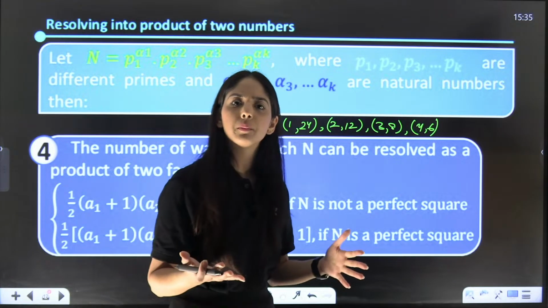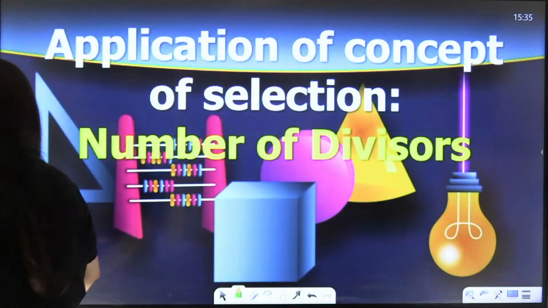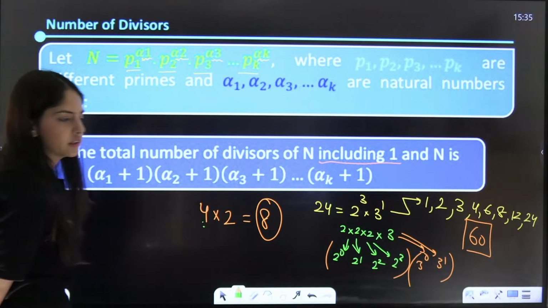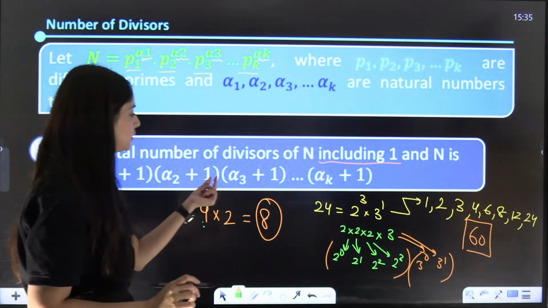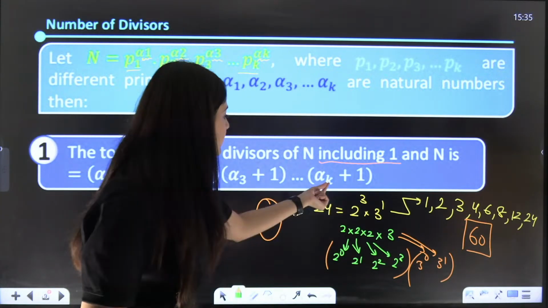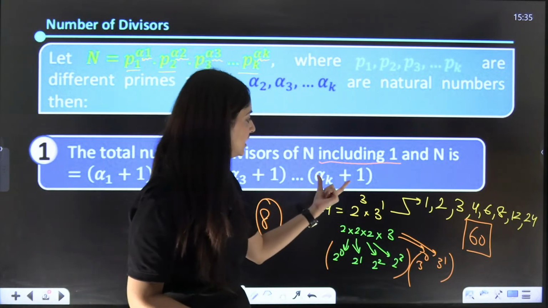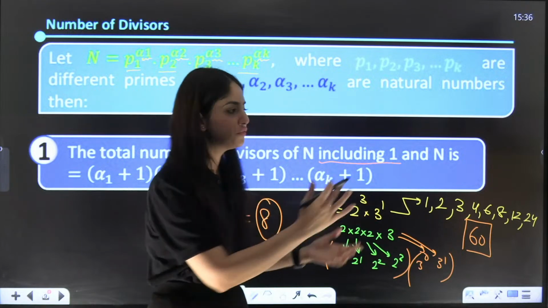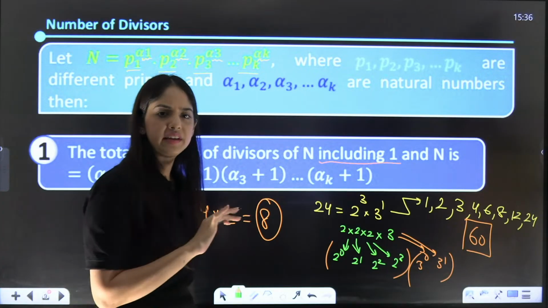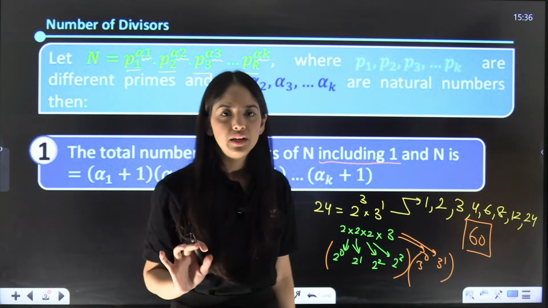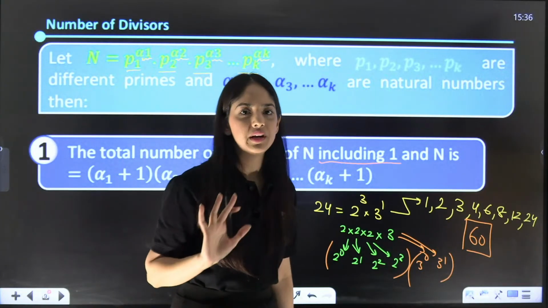But what if the total number of terms is odd? When can that happen? Let's take a look. The total number of divisors here is alpha 1 plus 1, alpha 2 plus 1, alpha 3 plus 1, alpha k plus 1. If any single one of them is odd, then that term, odd plus 1, will be even and the final product will be even. The number of divisors will be even and we can just divide it by 2, right? If any of these powers is odd, then there will be an even number of factors.